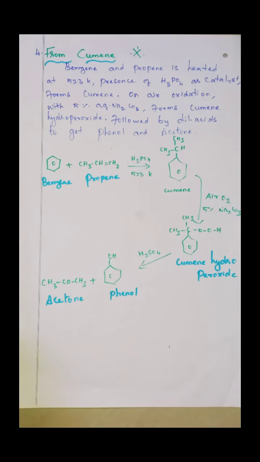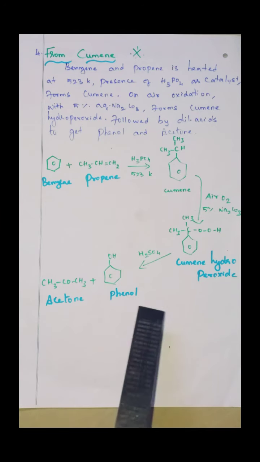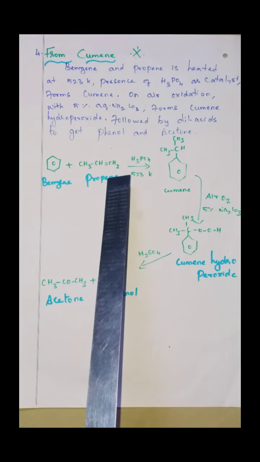Next, the fourth method for the preparation of phenol is from cumene. A very, very, very important question and also important for problems. From cumene, how will you synthesize phenol? First we have to take benzene and propene. When benzene, C6H6, reacts with propene, first it forms the cumene structure.